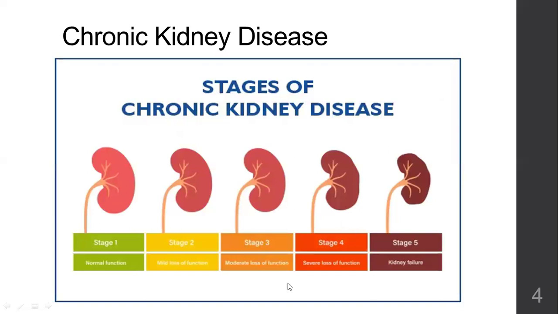So you can see here the different stages of CKD, chronic kidney disease. Stage 1, normal function. Stage 2, mild loss of function. Slowly, some losses are there. Stage 3, moderate loss. Stage 4, severe loss. And finally, stage 5 is kidney failure. No longer is this kidney functioning. You can see the size of the kidney has also decreased. This is called atrophy. Atrophy means when the size is decreasing, the function also goes away.